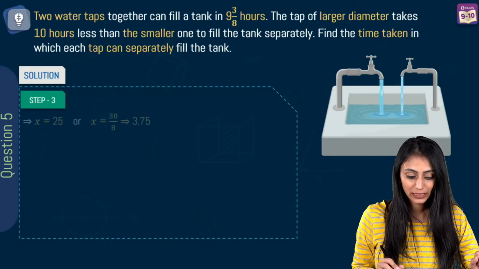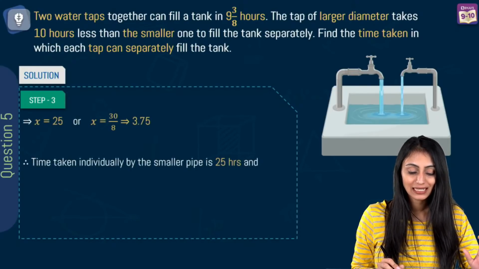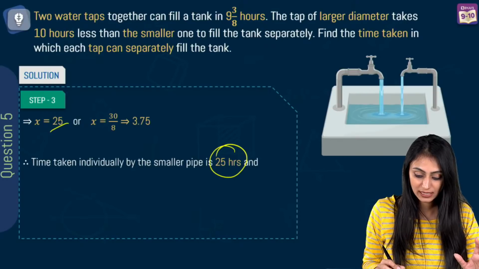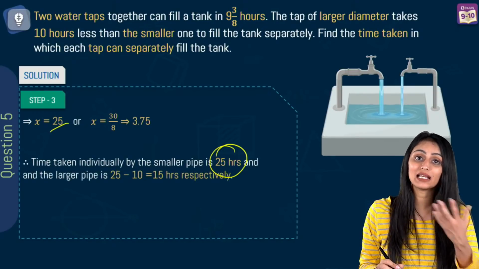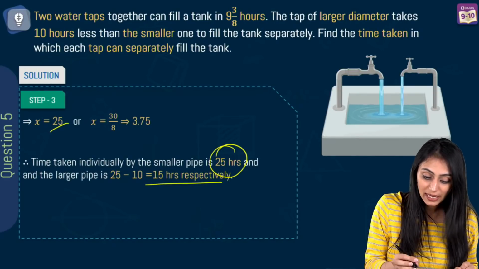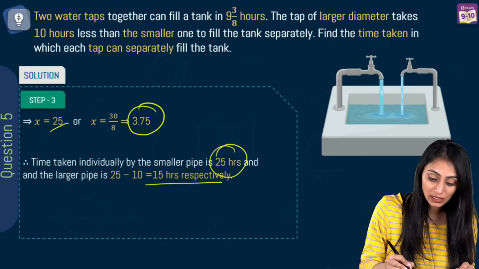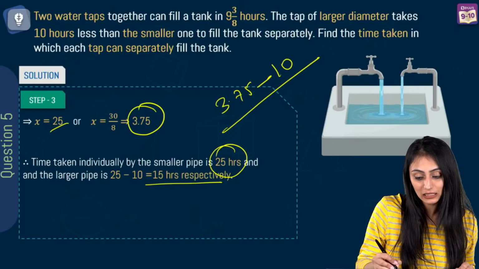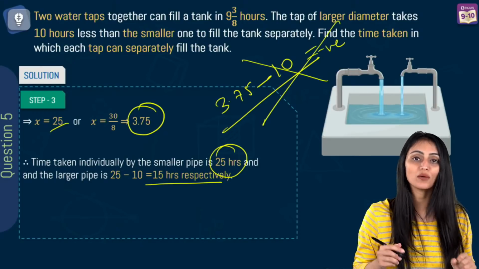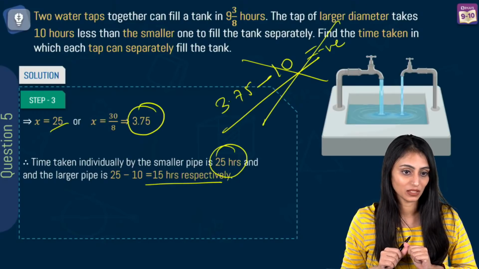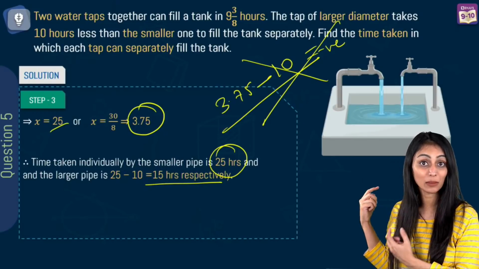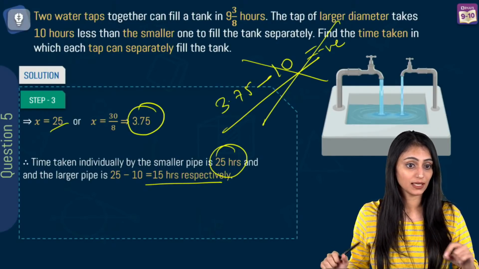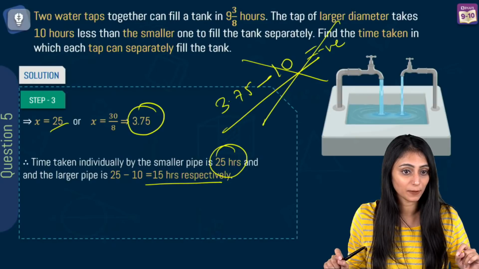Why can't we take 3.75? Because time taken individually by the smaller pipe would be 25 hours. If that is 25 hours, larger pipe is taking 10 hours lesser than that. That's going to be 15 hours. In case if I take the time taken by the smaller tap as 3.75 hours, if I subtract 10 from it, I'll get a negative number, which is not possible. Time can never be negative. Yes. Now I hope your doubt is clear that ma'am, it is deleted. It doesn't come under the reducible one. Yes. I hope this is clear.